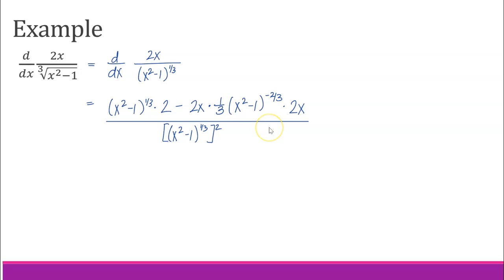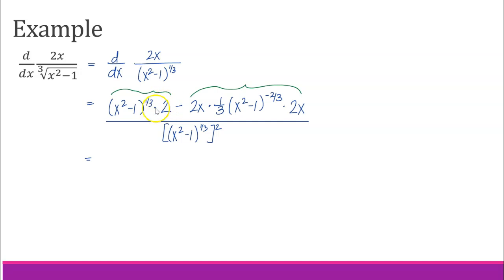And from here, this is the derivative, but we want to go ahead and simplify it. We want to simplify the numerator, recognizing that it is 2 terms. Terms are separated by addition or subtraction, so I have these 2 terms separated by subtraction. And to simplify here, I want to factor out what's in common in both terms. So we'll start with the numerical values.